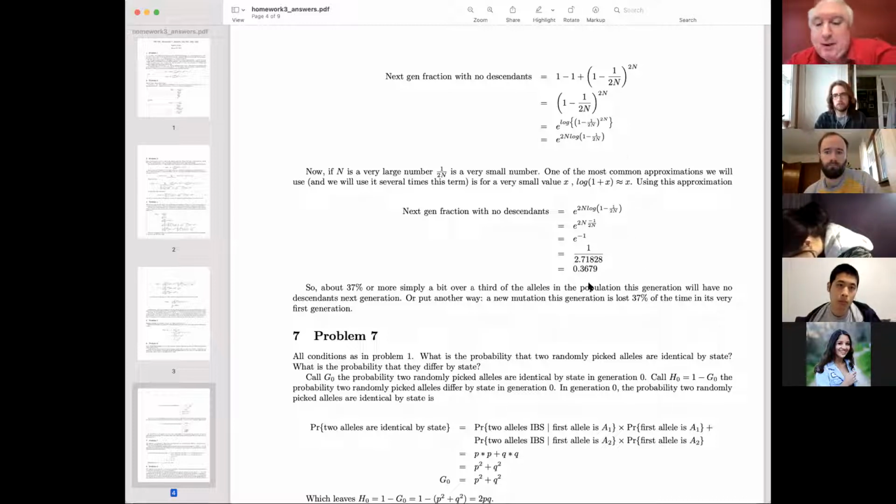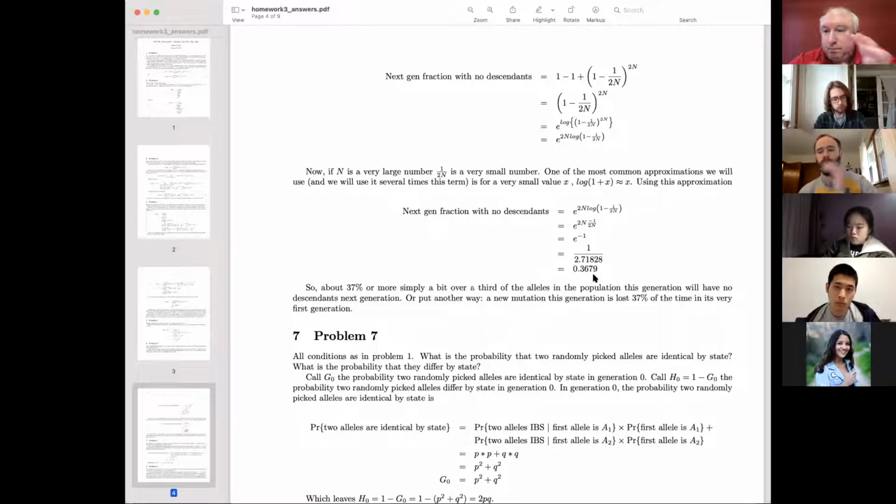And so by the way, that number is a third. Well, it's not quite a third. It's 0.36, whatever. And that's another thing to have in your mind. You got an allele, and then you do nothing more than genetic drift. You just sample, Hardy-Weinberg sample next generation. 37% chance that allele got lost.